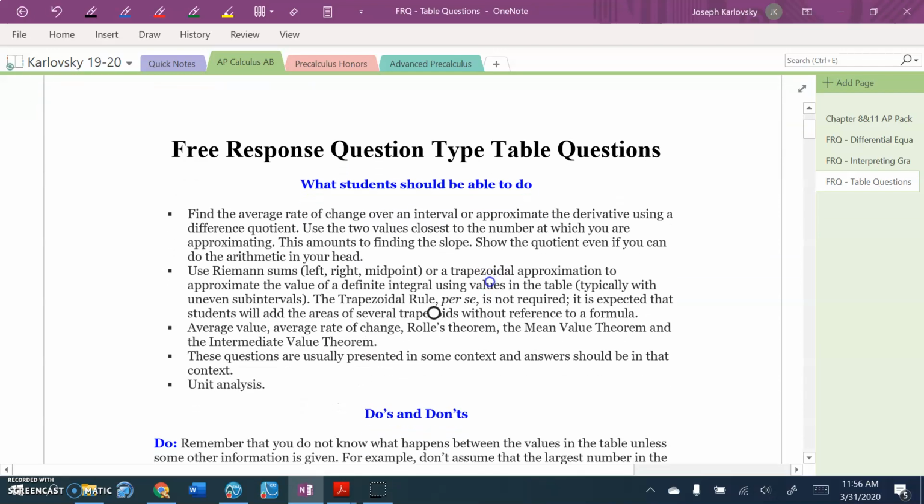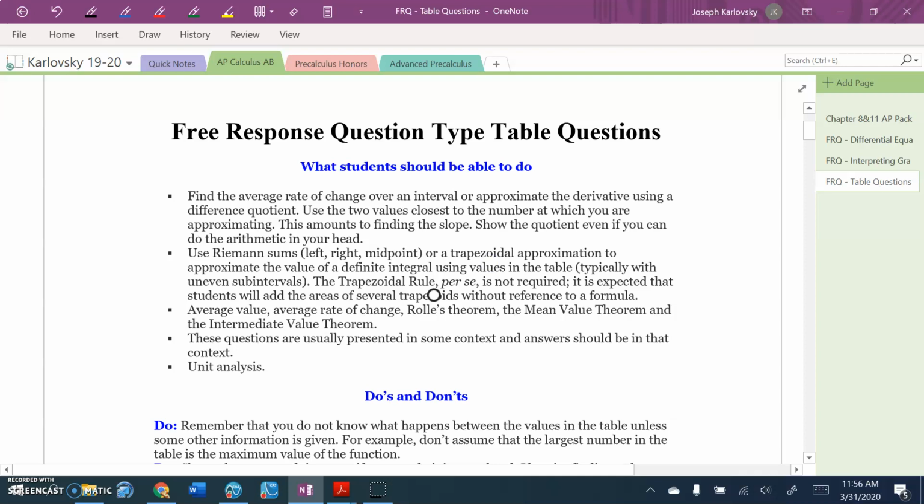Right out the gate, we have our bullet points as usual about what you might expect on the table question type problems. We're going to look at a lot of these today when we go over number 1. For example, finding the rate of change from a table, also using a Riemann sum to approximate areas and other quantities. Feel free to read through these.